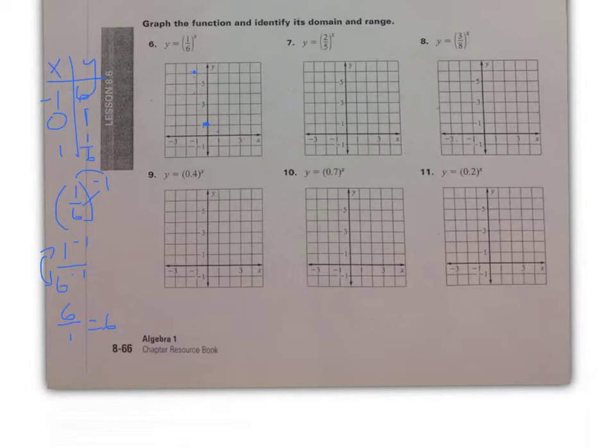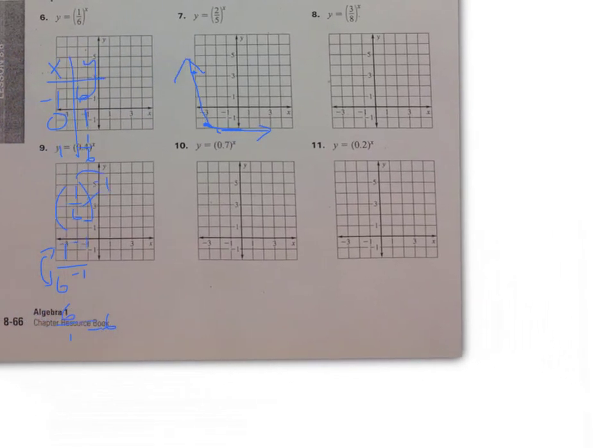Okay, so like I said, you're going to get this shape. Instead, you're going to decrease really rapidly and then level off and never quite hit 0. Okay, let's skip ahead over here to number 11, and I'll show you how to do that one.